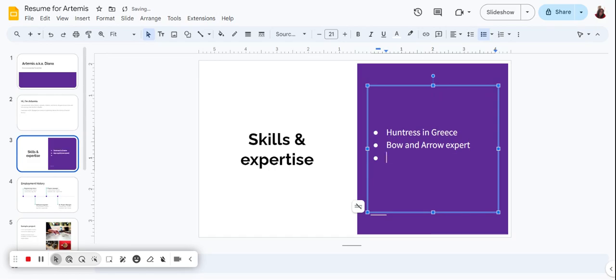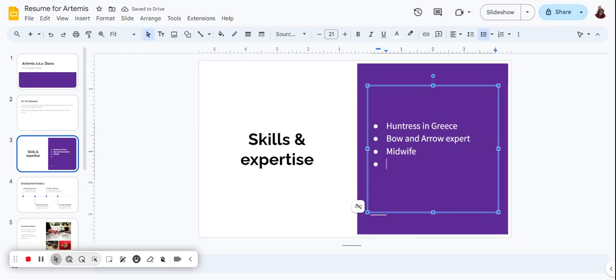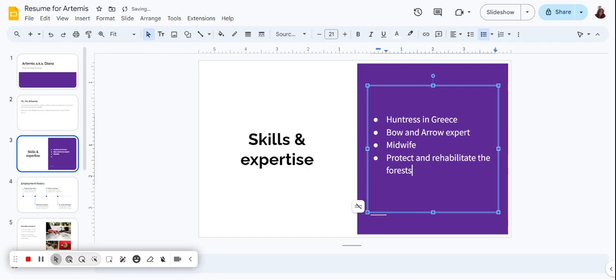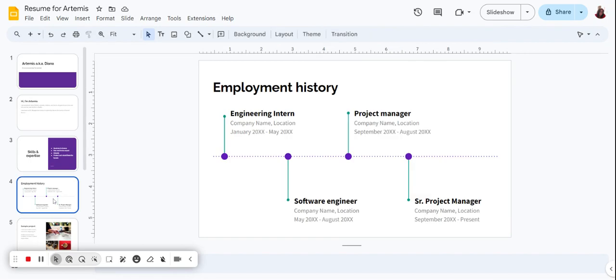She was a midwife. Her skills were that she was able to protect and rehabilitate the forests. Any others that you might think of you could add there? Next slide. This is employment history.